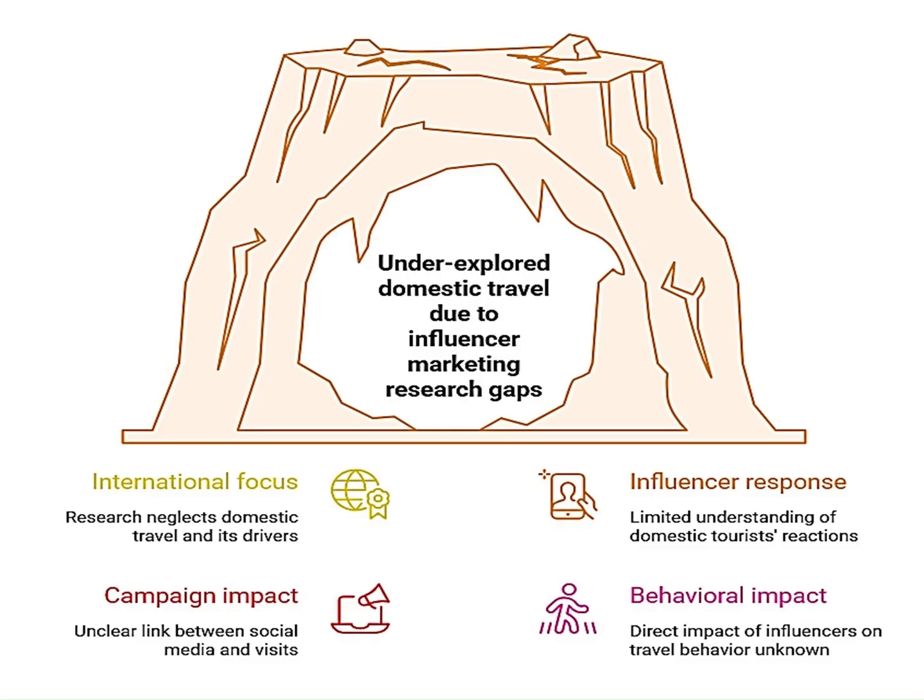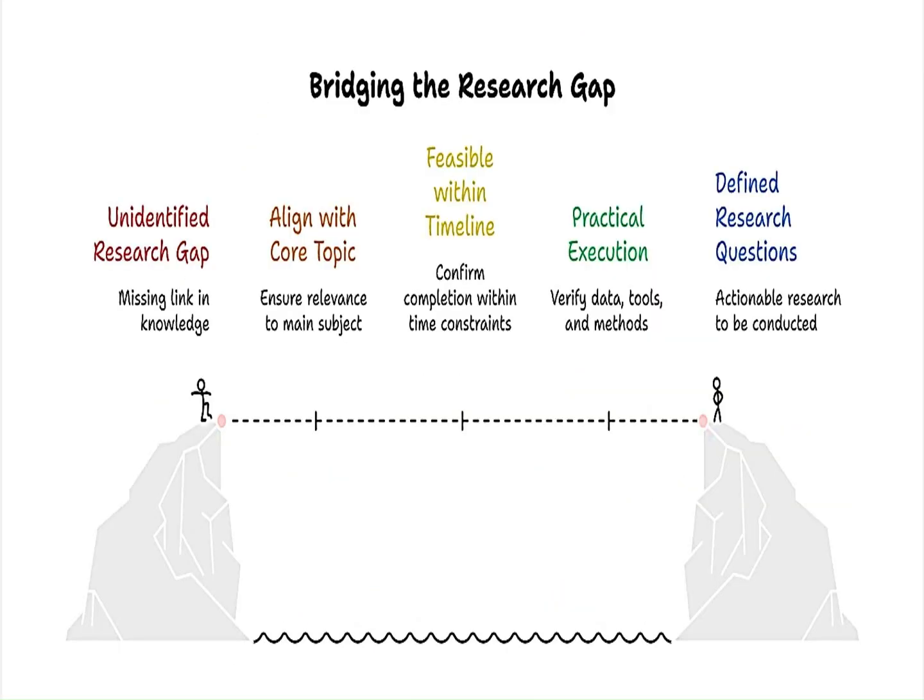Now that we have identified that missing link, the research gap, let's look at the exact problem statement and the research questions we will be covering. We specifically selected these keeping three main things in mind. First, they are perfectly aligned with our core topic. Second, we can actually complete them within our timeline. And most importantly, practically speaking, we have the required data, software tools, and survey methods to execute this properly.